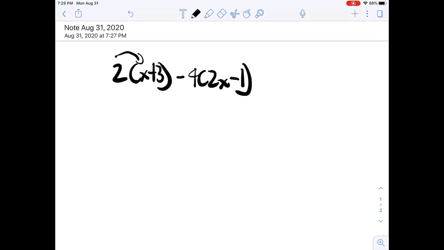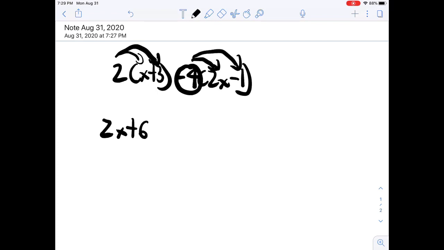Let's solve this expression. So we're going to distribute the 2 to both the x and the 3. So we get 2x plus 6. And now for this negative 4 and the 2x minus 1, we're going to take the negative 4 and distribute it to both the 2x and the negative 1, because we have to include the sign. So we get negative 8x plus 4, because the negative times the negative equals positive.